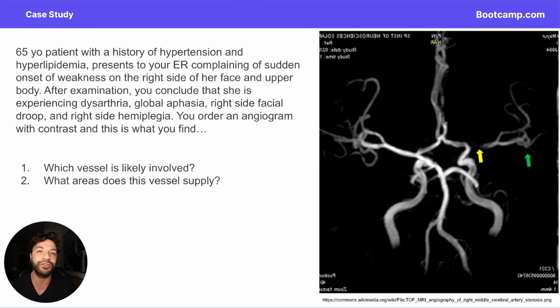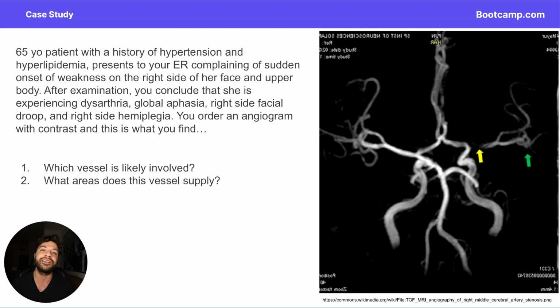Starting off first, of course, we have our case. In this case, we have a 65-year-old patient with a history of hypertension and hyperlipidemia, and she presents to your ER complaining of sudden onset of weakness in her right side of her face and upper body. After examination, you conclude that she's also experienced dysarthria, global aphasia, right side facial droop, and right side hemiplegia. You then order an angiogram with contrast, and this is what you find.